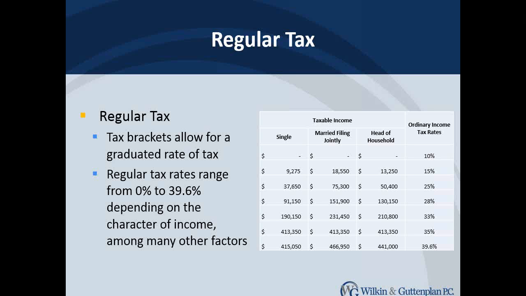And it's a sliding scale. So as your income increases, so does the rate of tax you pay on that higher income. So you get the benefits of the lower tax rate, and then as you get into the higher taxable income dollars, that's when these higher income tax rates come into play. The character of income impacts what items are subject to this particular regular tax.